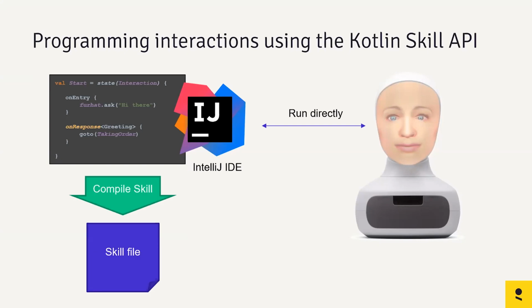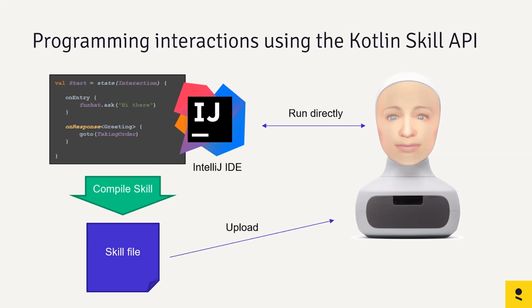You can also compile this into a skill. So you get a skill file, and then you can distribute that file or upload it to the robot. The robot can run the skill independently, so you don't need your laptop anymore. And you can also set it so that it automatically starts the skill every time the robot starts, for example.